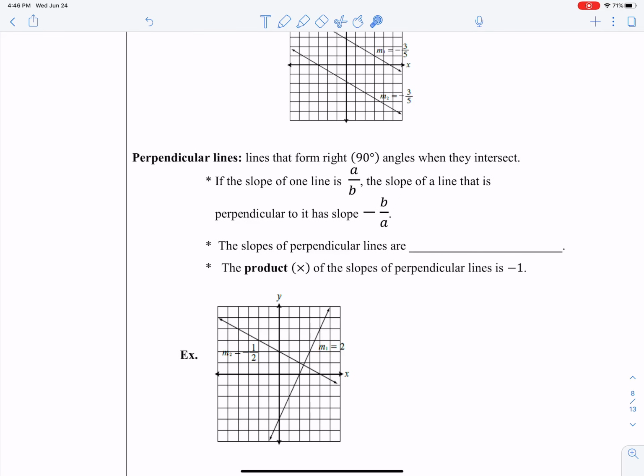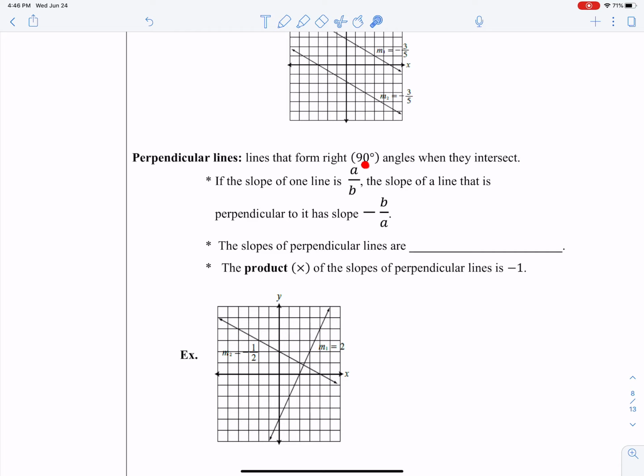Perpendicular lines form a right angle when they intersect. So here and here, if you look here, this would be a right angle. So those are perpendicular lines. Also in the coordinate system, the x and y axis are perpendicular lines to each other. Okay, so they form 90-degree angles.